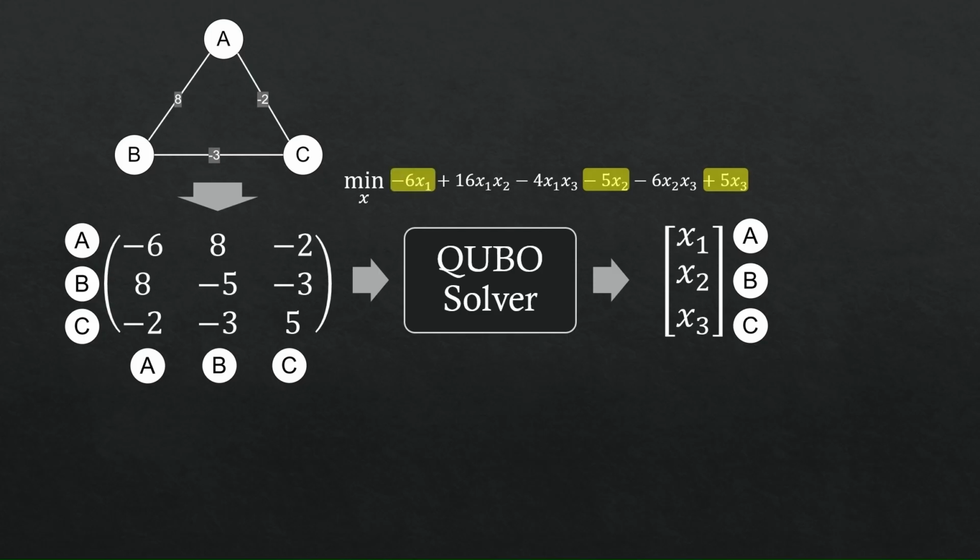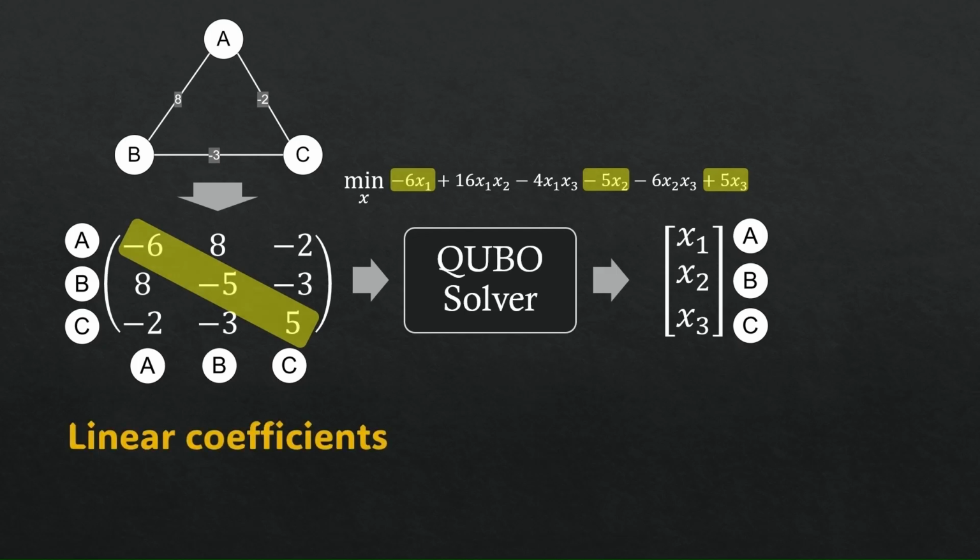So the coefficient of x1, which is -6, is the first diagonal element, which is the element in the row and the column corresponding to node A. Similarly, the coefficient of the linear term in x2 is -5, which is the diagonal element corresponding to node B. And finally, the coefficient of the linear term in x3 is +5, which is the diagonal element corresponding to node C. Since these diagonal elements are the coefficients of the linear terms, they are called linear coefficients.